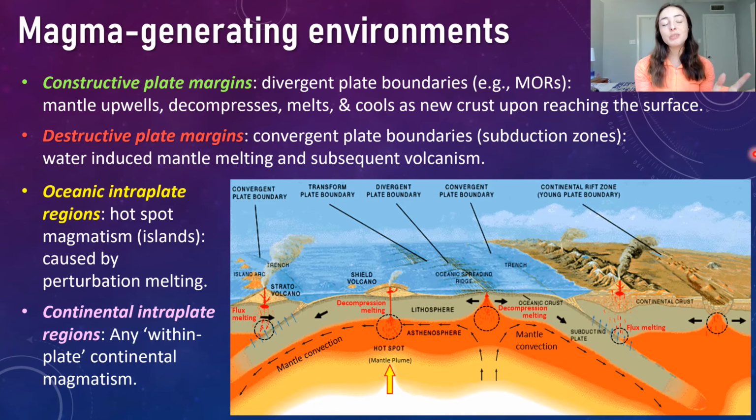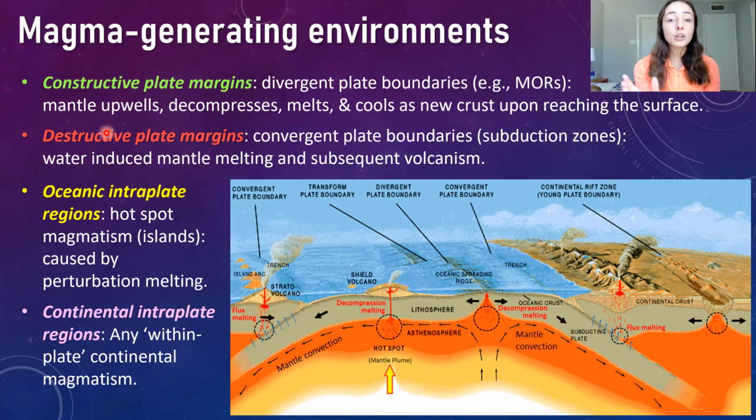The last thing I just want to mention comes back to those mantle melting processes and where those occur. We talked about what kind of processes or phenomena drive mantle melting, but where or in what type of environments do these melting phenomena occur? There are four major magma generating environments on Earth, and these include constructive plate margins, such as divergent margins like mid-ocean ridges, where you have the spreading of tectonic plates, where the mantle upwells, it decompresses, and that causes decompression melting.